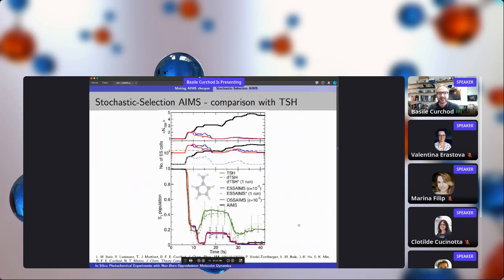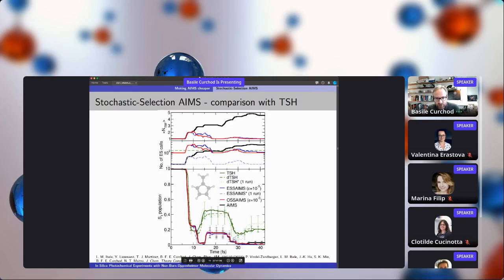What you have here is time, and in the lower panel, you have the population of the first excited state. If you look at the black line, which is the ab initio multiple spawning, you will see that the first excited state hits a conical intersection and becomes depopulated very rapidly. And there is just a little revival of population on the S1 state when the wave packet comes back in the region of the conical intersection.